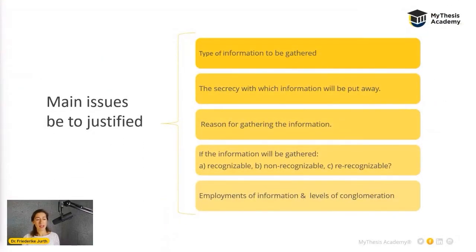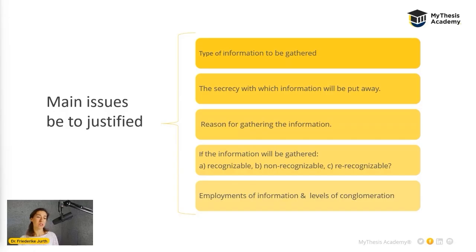So when it comes to the main issues to be justified, here are a couple of things that you should include in your research ethics form. First, we deal with the type of information, and you should make clear which type or types and formats you want to gather. So, which type of information is concerned.